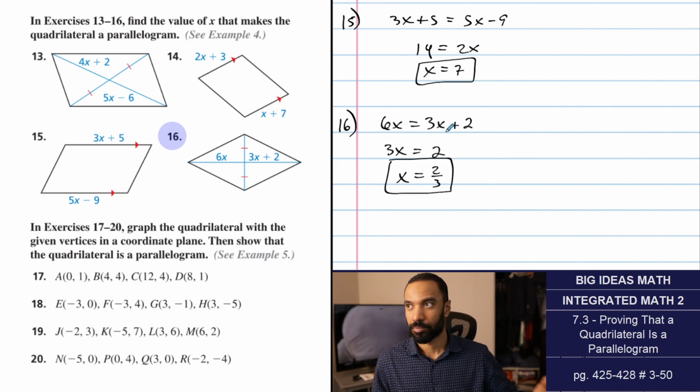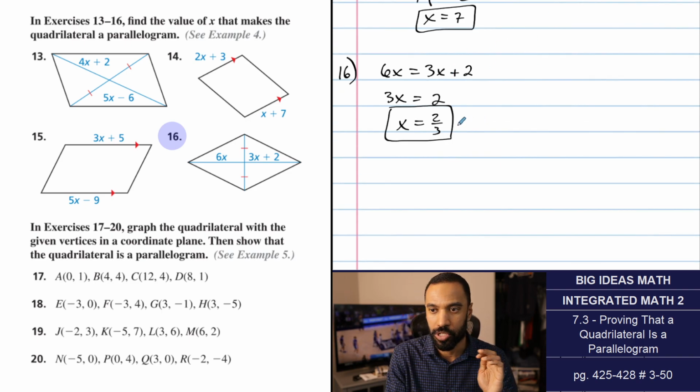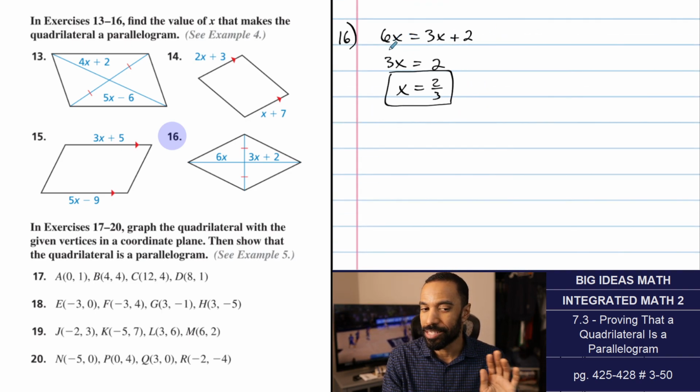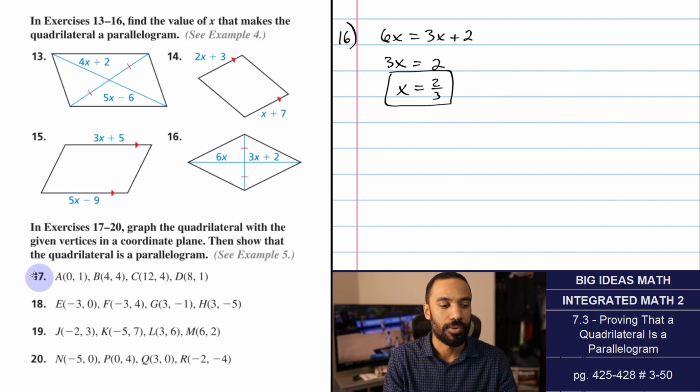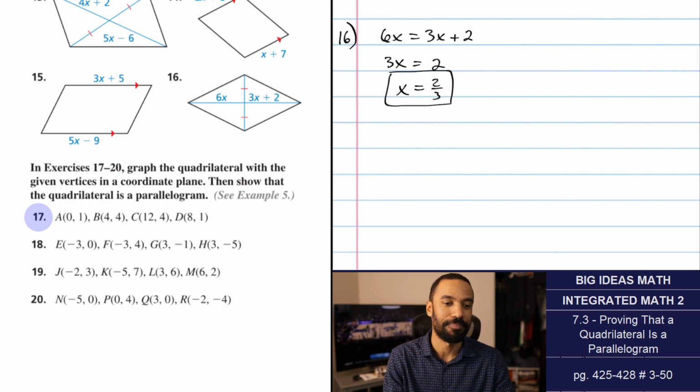Must they? Yeah, that's one of the parallelogram's properties. A parallelogram's diagonals bisect each other. So if these things aren't true, it is not. It is absolutely not a parallelogram. It will not be. So they have to be true for it. Find the value that makes this a parallelogram. It doesn't if it's not.